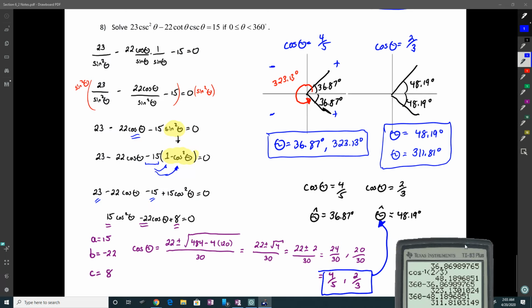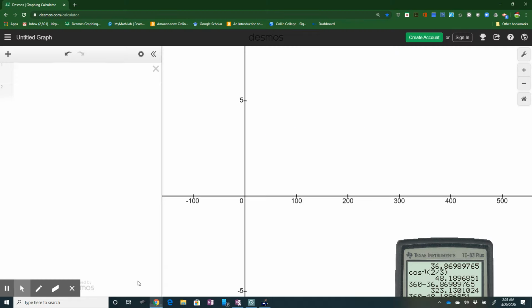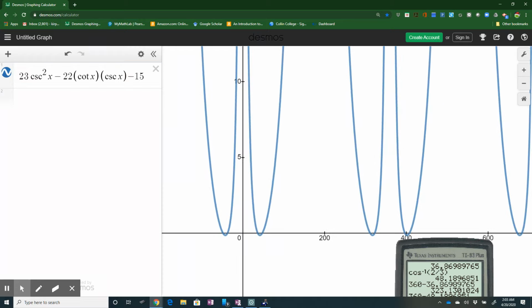Another way you can check, you would plug them in to see if they all work. These answers are kind of ugly, so I'm going to show you a graph. I'm going to graph this on Desmos, and you're going to see that the x-intercepts are all four of these. So if I go to Desmos, I have 23 cosecant squared x minus 22 cotangent x. Now I found out that for Desmos, if you put two trig functions next to each other, you have to put them in parentheses for it to work, or else it gets mad at you.